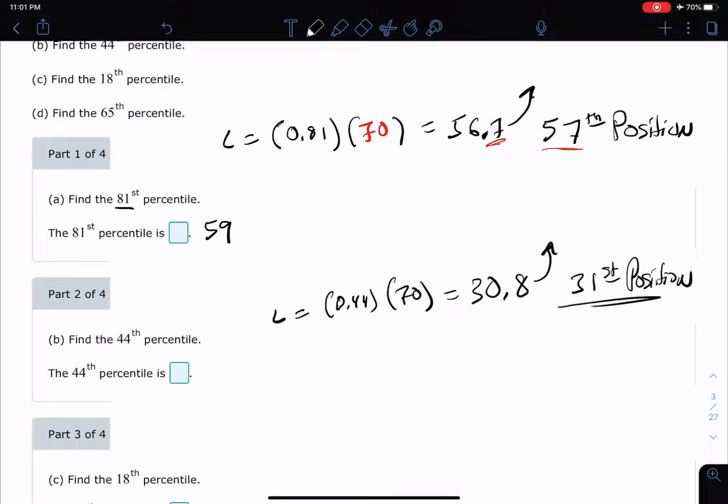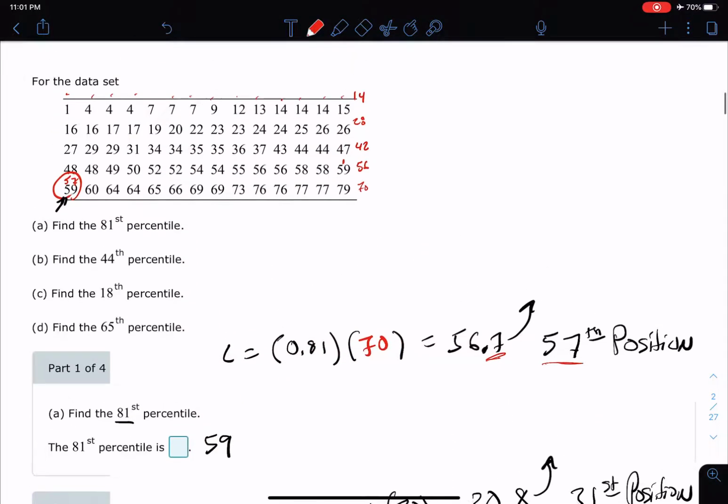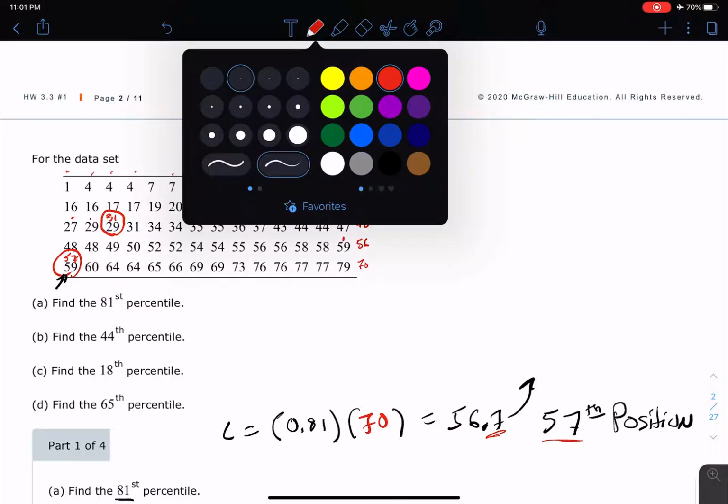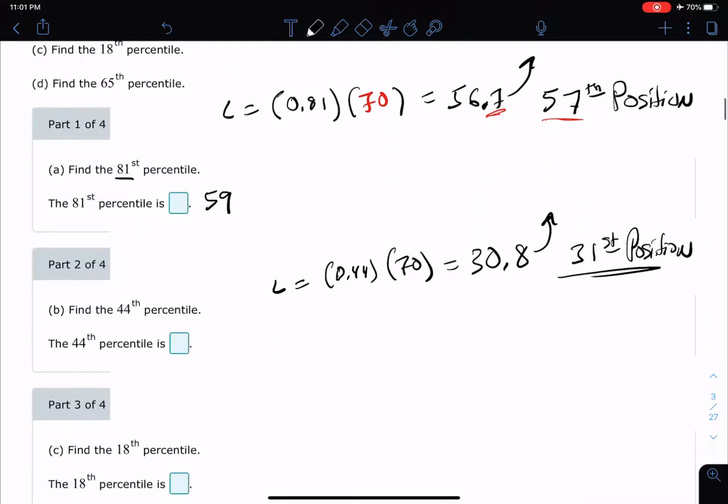Go look it up. 31st position. Well, that's 28. Oops, 28, 29, 30, 31. There's 31. So the actual value in the 31st position is 29. So this 44th percentile is 29. Keep it going. Let's look at the next one.